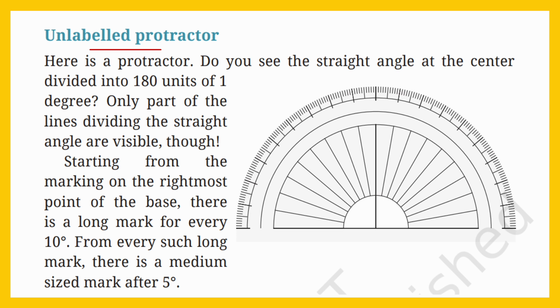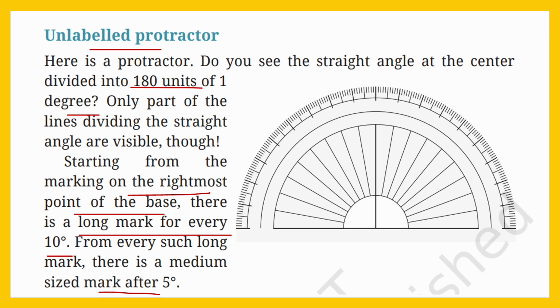Unlabelled protractor. Here is a protractor. Do you see the straight angle at the center divided into 180 units of 1 degree? Only part of the lines dividing the straight angle are visible though. Starting from the marking on the rightmost point of the base, there is a long mark for every 10 degrees. From every such long mark, there is a medium-sized mark after 5 degrees. So, this is an unlabelled protractor.